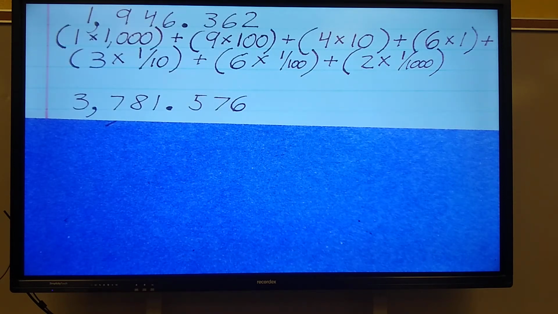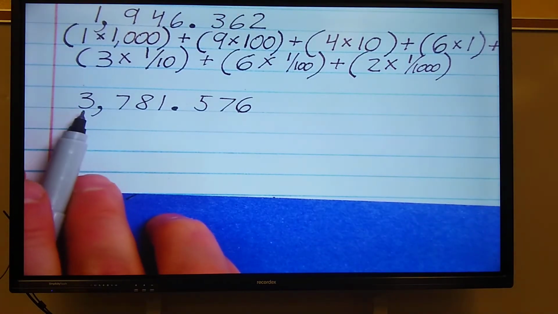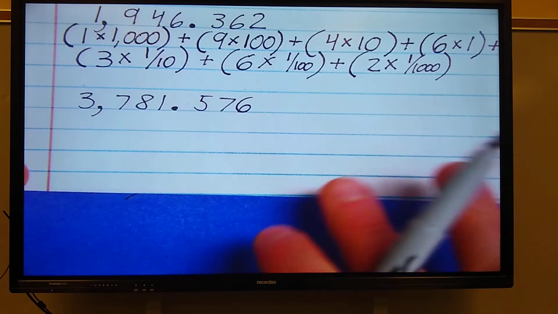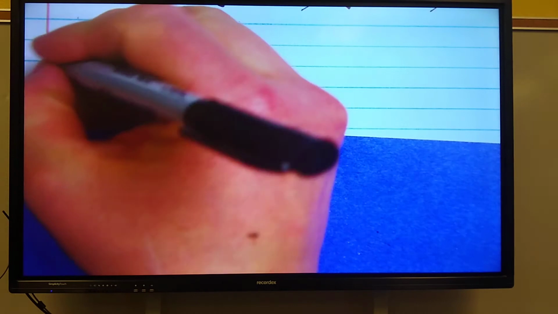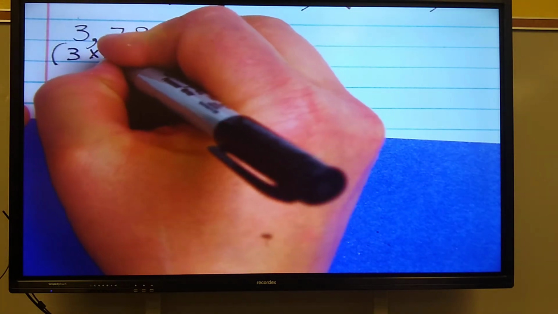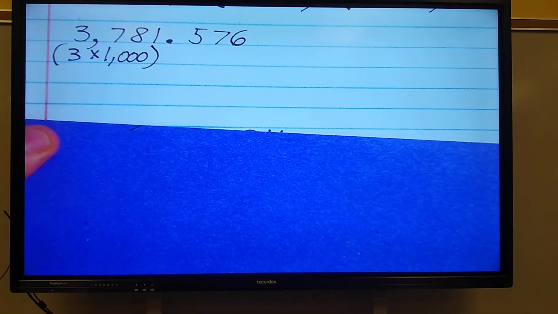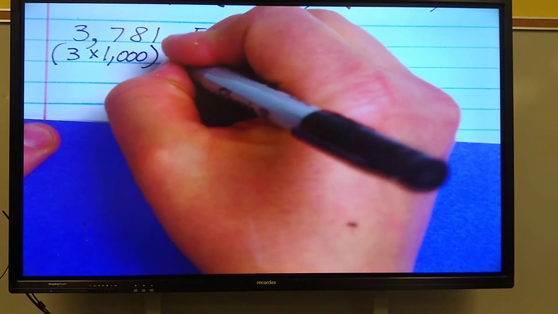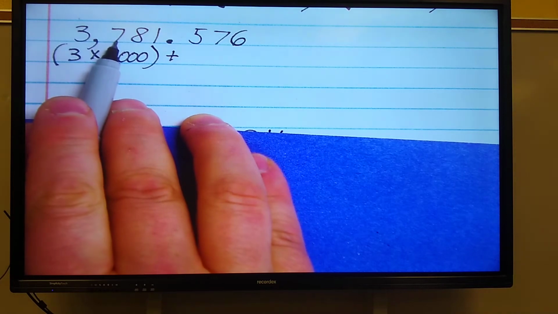All right, let's see how good you did. Probably very good. All right. The 3 is in the thousands place. So that's 3 times 1,000 in parentheses. Then a plus sign. 7 is in the hundreds place.